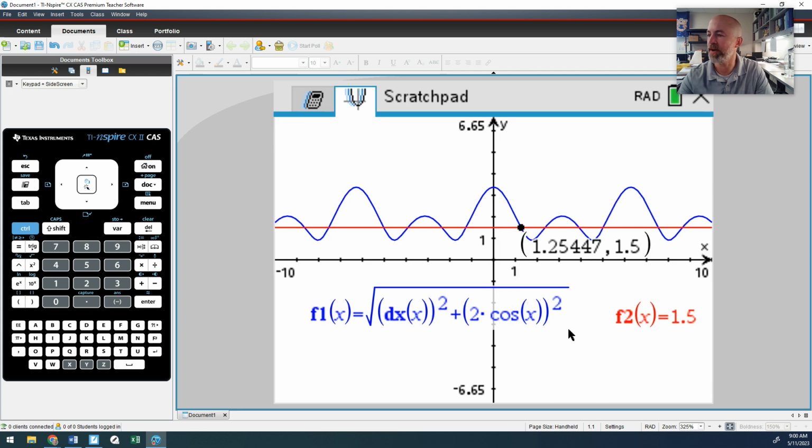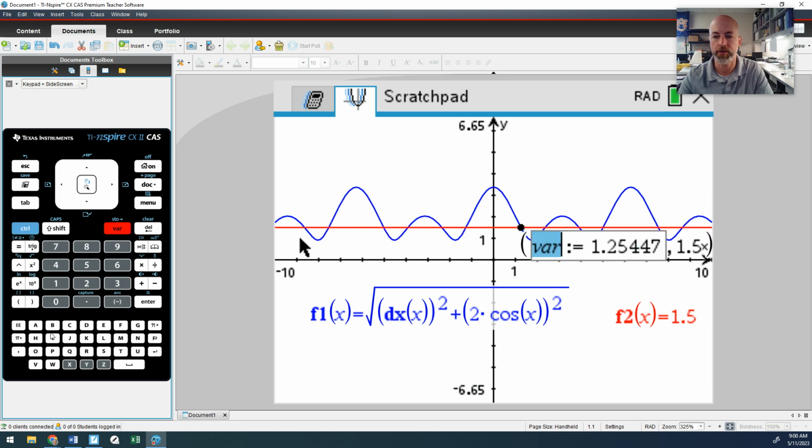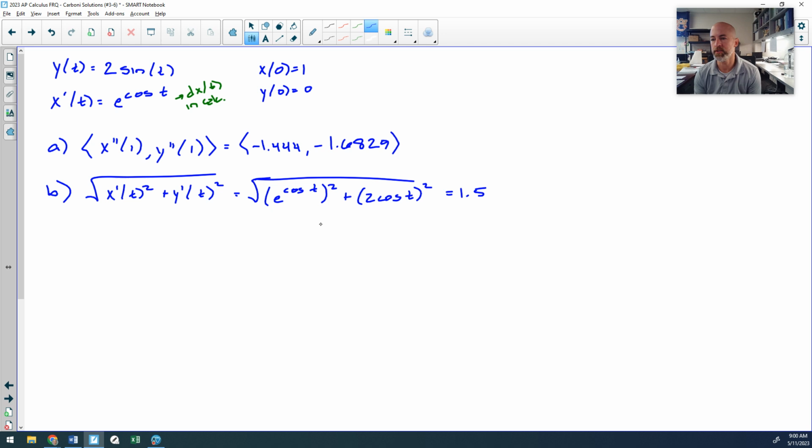It's 1.254. I don't know if I'm going to need this later or not, so I'm going to go ahead and store that value in my calculator for A, just in case. So A is 1.254, and that is the solution. So this happens at t equals 1.254, which I'm now going to say let A equal 1.254, just in case I have to use that later on. Probably not really expecting it.